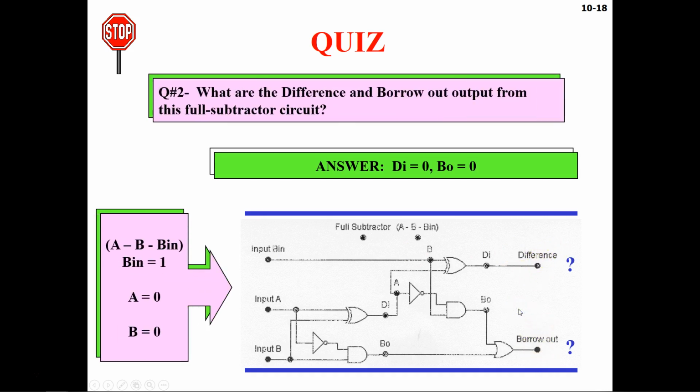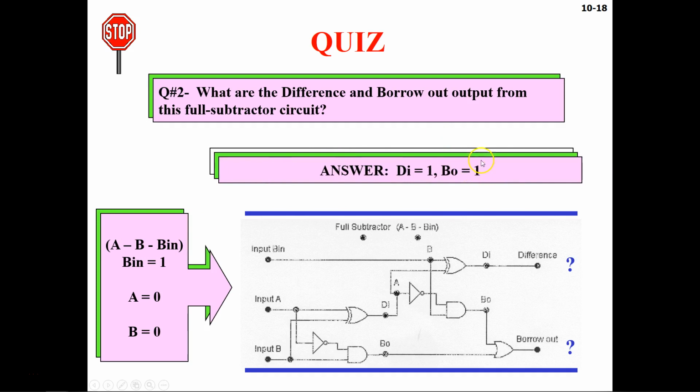And then what is the difference and borrow out output from a full subtractor circuit? You have A minus B minus B in, where B in is 1, A and B are 0. So 0 minus 1, in that case you need to have some borrow, and only then can 1 be subtracted from 0. When you borrow, you will have 2, and 2 minus 1 is 1. So the difference is going to be 1 and borrow is going to be 1. So that's why you have it here.